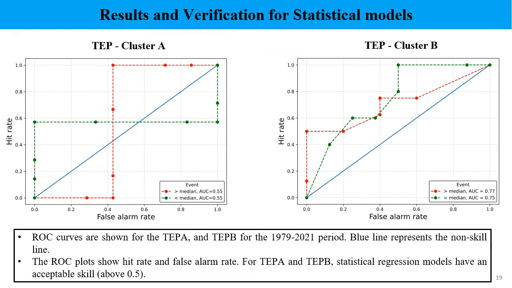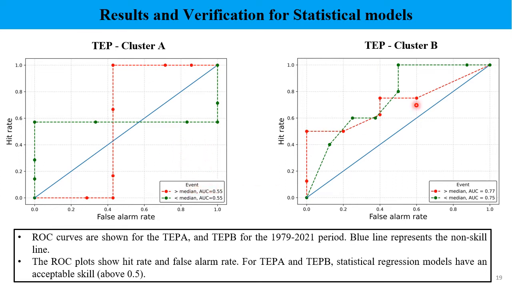For this, we also compute the ROC curve. You can see here for the cluster A that some of the values of the ROC curve fall below the line of no skill and some of them above the line of no skill. In fact, if you look at the area under the ROC curve, it is 0.55, that is just above the value of no skill. So this model could have some trouble to forecast the occurrence or non-occurrence of this event.